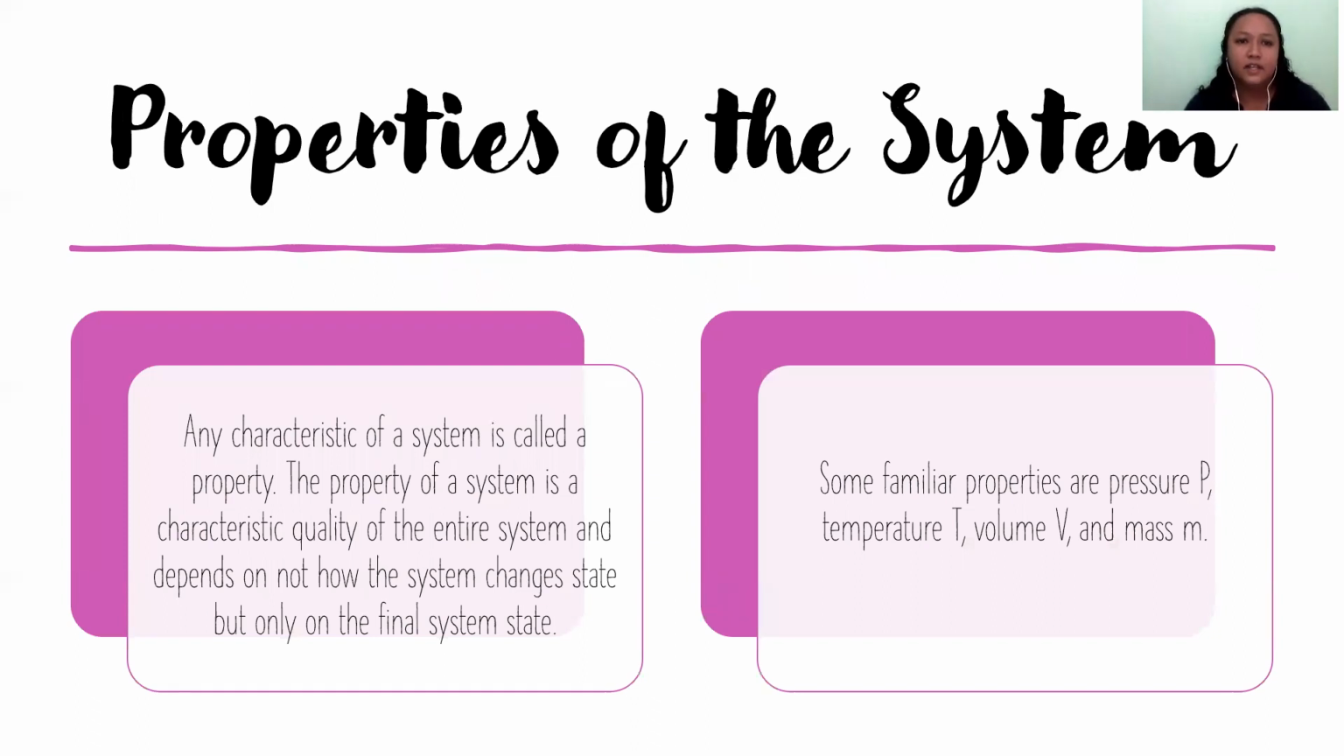If we have that classification of system, now we will move on to the properties of the system. Sabi dito, any characteristic of a system is called a property. The property of the system is a characteristic quality of the entire system, and it depends not on how the system changes state, but only on the final system state. Okay? So hindi siya doon sa system change, but on the final system state. Property siya. So what are the familiar properties of the system? Kadalasan, ito yung sinusolve natin dito sa thermodynamics: the pressure, the temperature, the volume, and the mass.